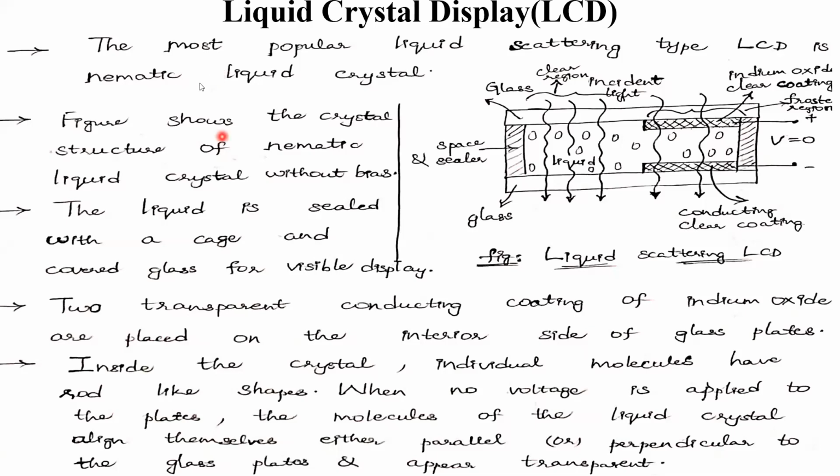Next, we will go to the actual working. The most popular liquid crystal type LCD is the nematic liquid crystal. The figure shows the liquid crystal structure of nematic liquid crystal without biasing. Without any sort of voltage provided, therefore V is given 0 here. The liquid is sealed with a cage.